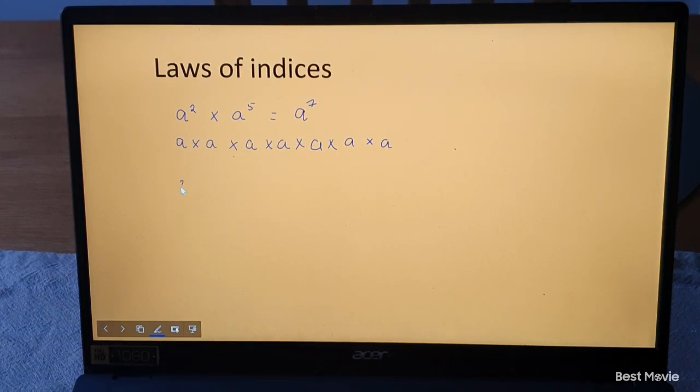Right, if you had 3 cubed multiplied by 3 to the power of 5, again, the base number is the same, so you add the powers. So 3 to the power of 8. Let's introduce a negative power: 4 to the power of minus 1 multiplied by 4 squared. Again, the base number is the same, so you're adding the powers. So minus 1 add 2 is the same as 2 take away 1, which is 1. So it's 4 to the power of 1.